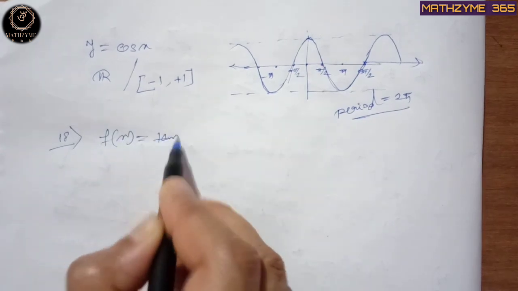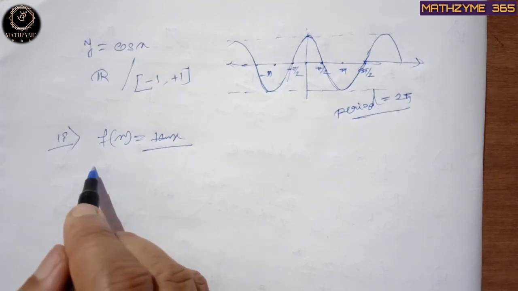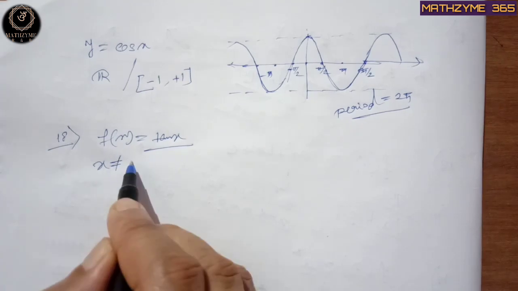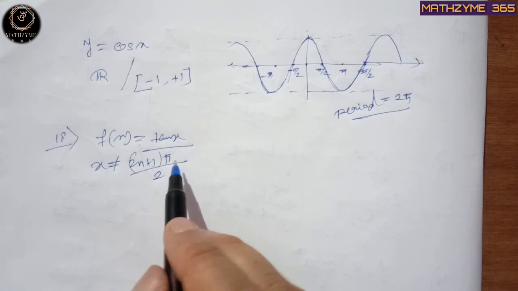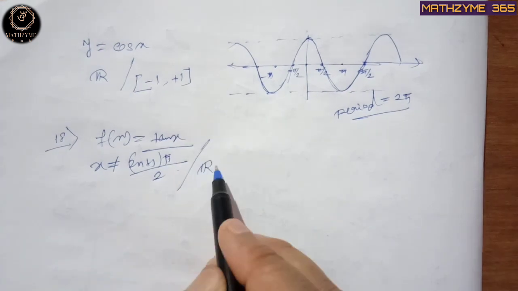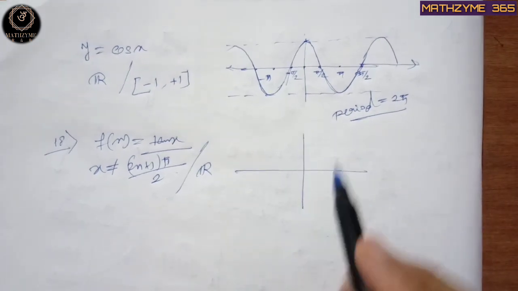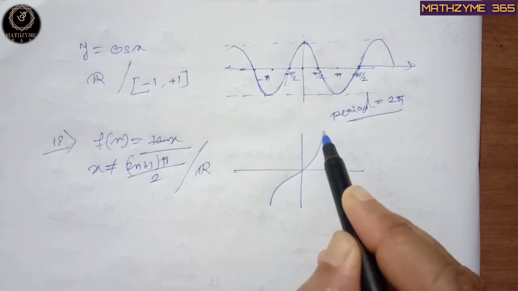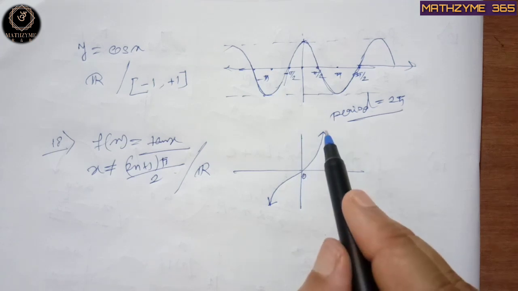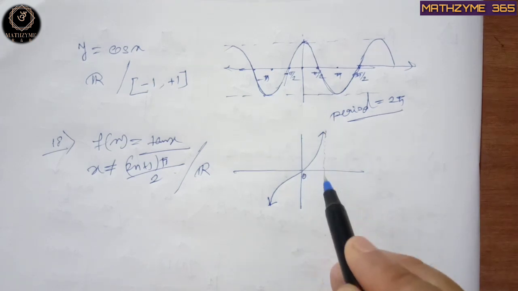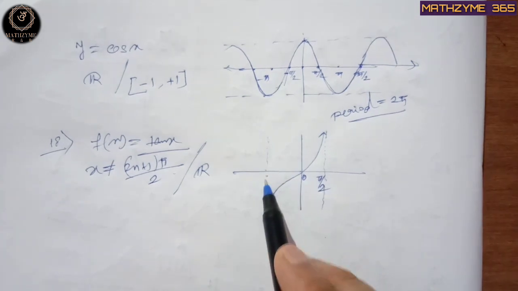f(x) equals tan x. Here the domain is x not equal to (2n plus 1) times pi by 2. Exclude these points, you may take any other point, and the range is all real numbers. The graph we construct is like this type, passing through the origin O, and this is near to pi by 2, and this is near to minus pi by 2.